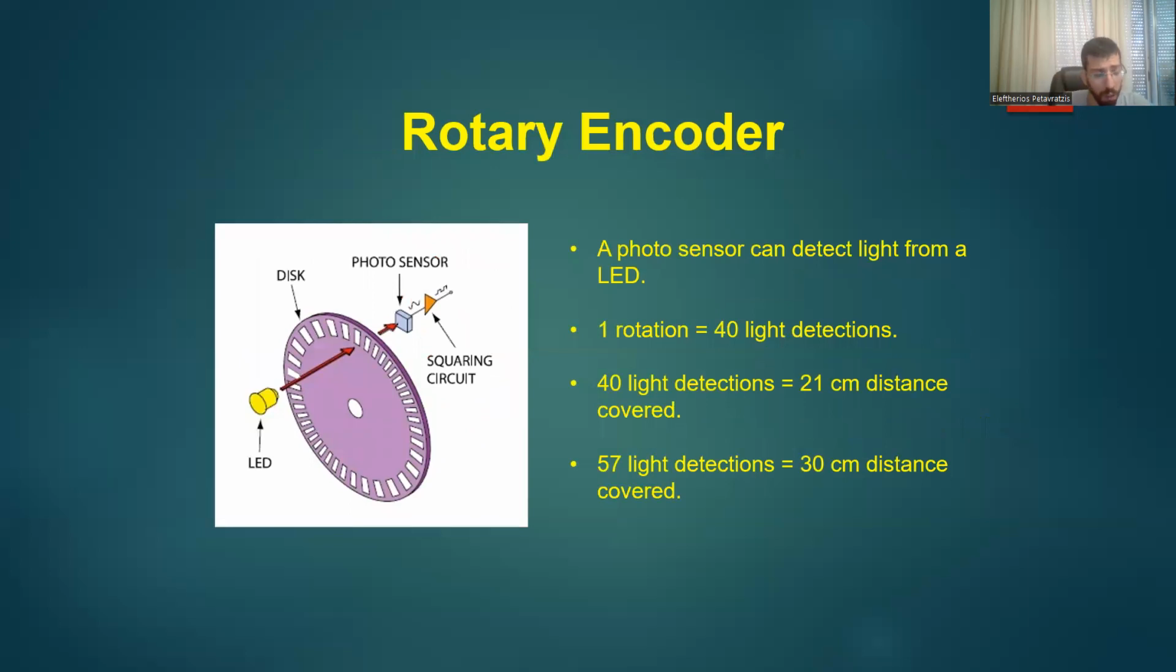Here you can see the rotary encoder that we are using in our wheels. It is divided into 3 basic parts. We have a disc that can rotate. On one side, there is an LED, and on the other side, there is a photosensor that can detect the light from the LED. We know that one full rotation of our wheel is equal to 40 light detections. These 40 light detections are equal to a 21 centimeter distance, according to the size of the wheel. But in our case, we want our wheel to move 30 centimeters. So, in order to do that, we need 57 of these light detections.